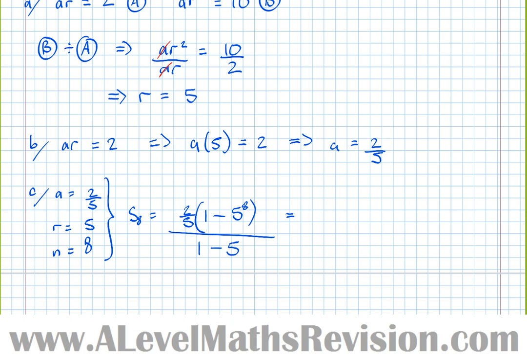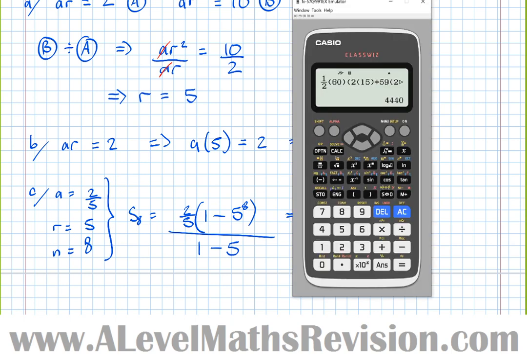Putting that in the calculator, fraction button first, and then we've got another fraction as well actually, so 2/5, bracket 1 minus 5 to the power of 8, over 1 minus 5, equals that there, 39062.4.